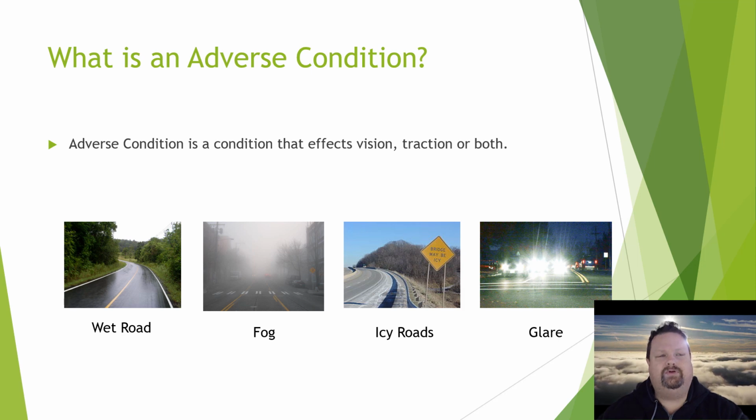Alright, so what is an adverse condition? An adverse condition is a condition that affects vision, traction, or both. As you can see here, a wet road affects traction, fog affects vision, icy roads affect traction, and glare affects vision. And there are times when it can affect both. If you have heavy rain or heavy snowfall, you may have a hard time seeing and a hard time driving in terms of traction.